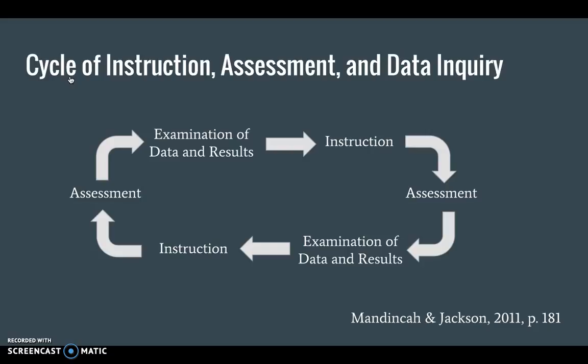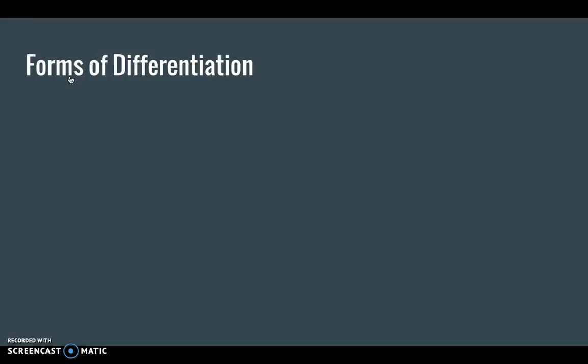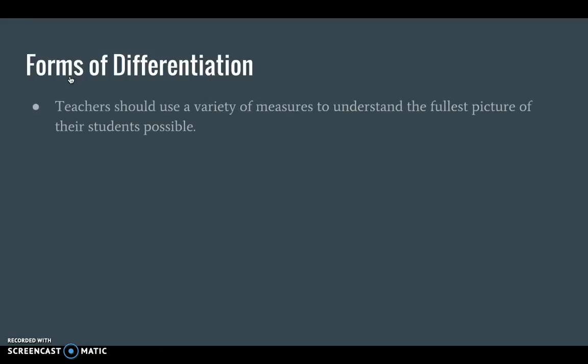So everything that you do is going to be informed by data. And the way that you get that is through meaningful assessments. So that creates a feedback loop, which is identifying students' learning gaps, and then that will inform planning, and then that will in turn guide instruction. There are many forms of differentiation, and teachers will need to use a variety of measures to understand the fullest picture of their students possible.